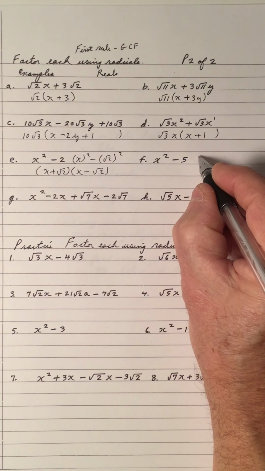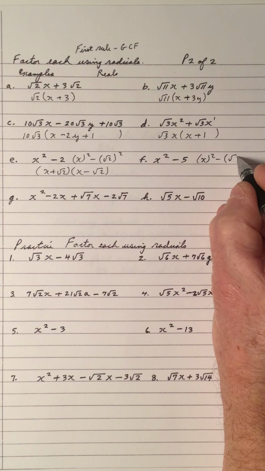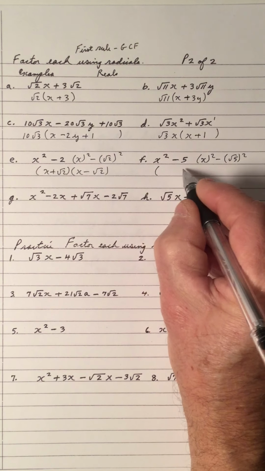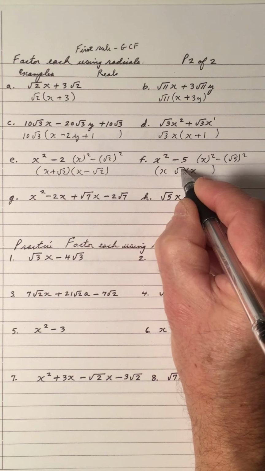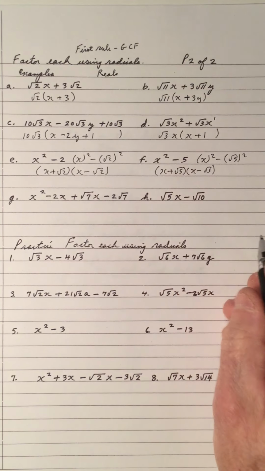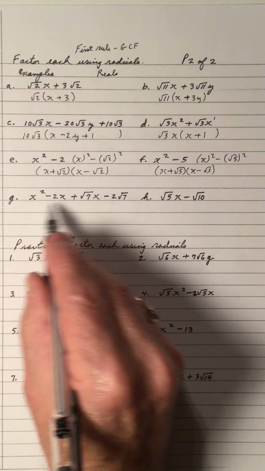And this is the same here. This is x being squared, subtract root 5 being squared. That's the difference of two squares. So here we go. We got an x and an x, root 5 with a plus and a minus. Difference of two squares.